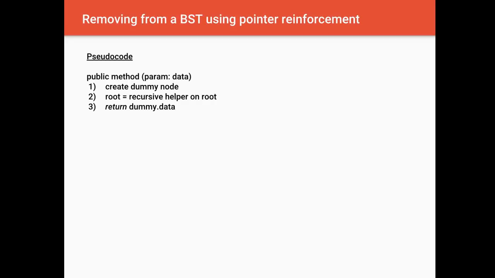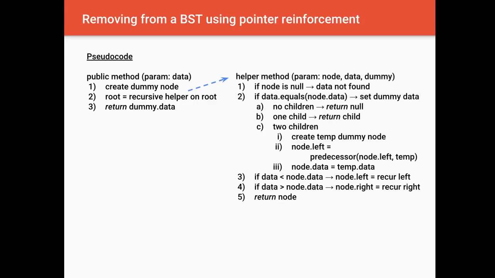Now let's take a look at the recursive helper method. This is going to be a private helper method that takes in a parameter of a node, which is your current node, the data you want to remove, and the dummy node that we talked about before. The actual comparisons are going to look pretty similar to when we did add, because the first thing you do is check to see if the node is null. If the node is null, that means the data is not found. In this case, you can either throw an exception or return null, something that alerts the user that nothing was able to happen.